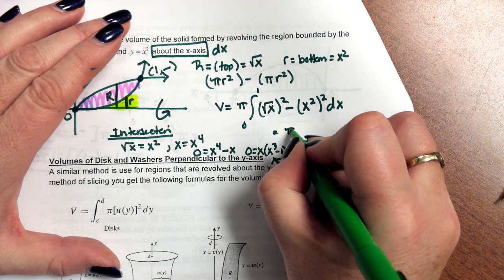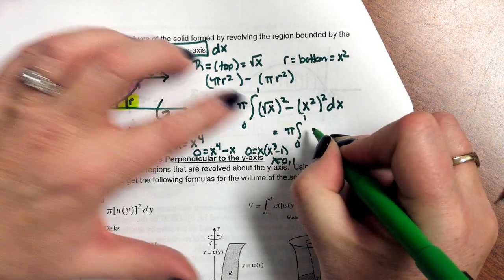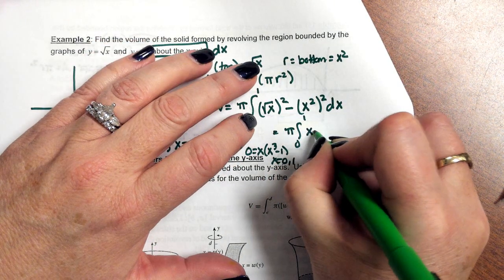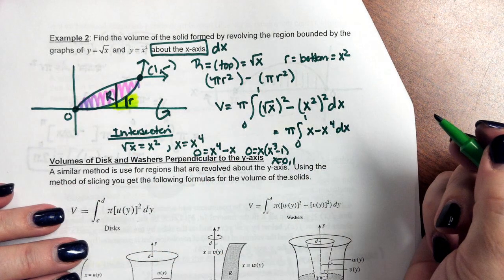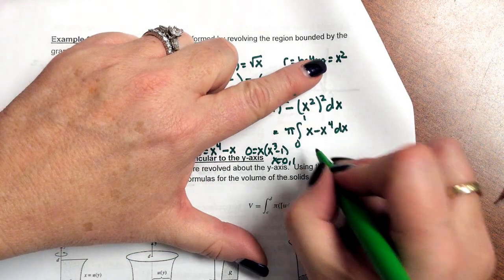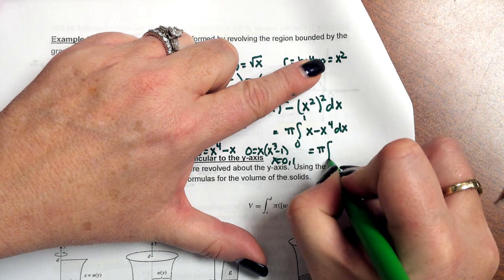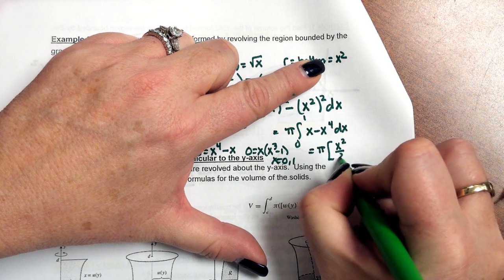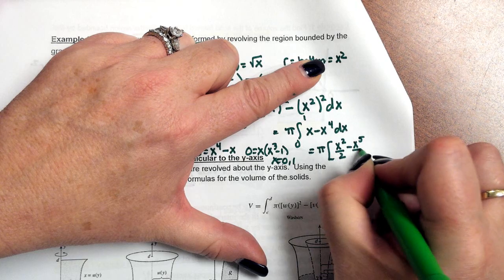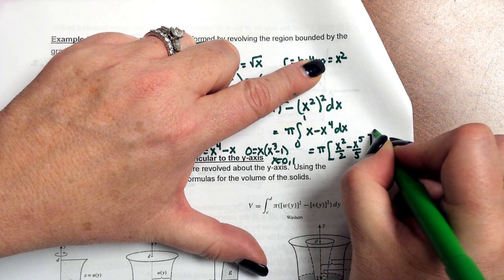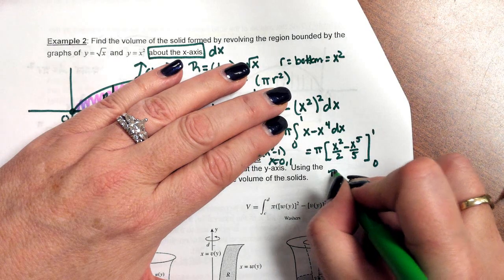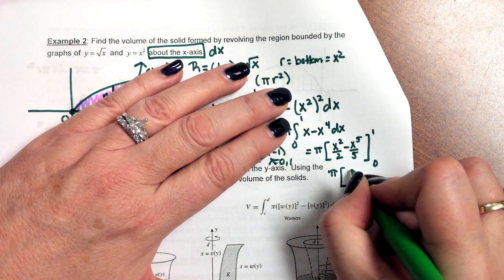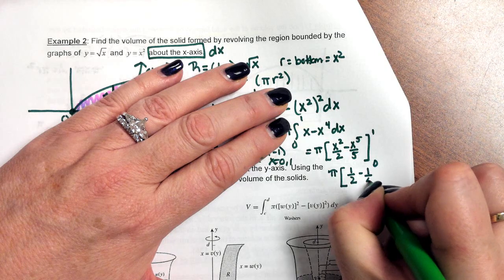So now I have pi going from 0 to 1. When I square root, that's going to give me an x minus x to the 4th dx. So now I can integrate, keeping my pi on the outside. I end up with x squared over 2 minus x to the 5th over 5. And again, I'm going to integrate from 1 to 0. So I have pi times, plugging in your upper bound of 1, 1/2 minus 1/5.